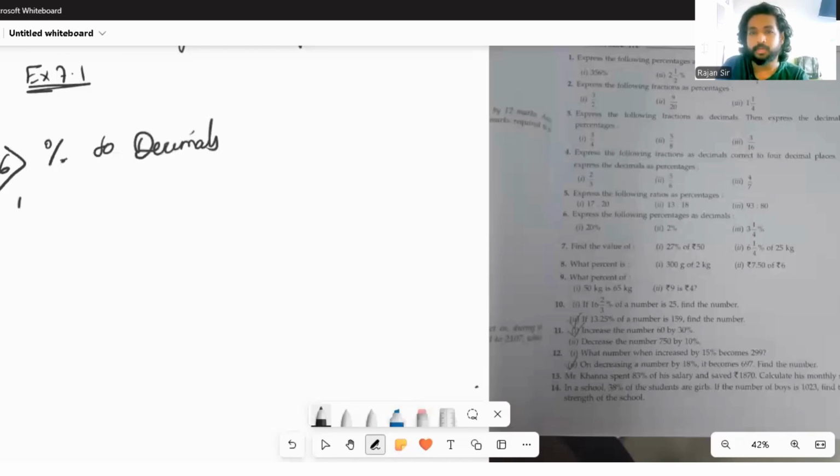So, first one, 20%. Now, remember, when you're converting a percentage into a number, you have to divide by 100. And make sure you're not writing it anywhere as a percentage. The answer should be a number.